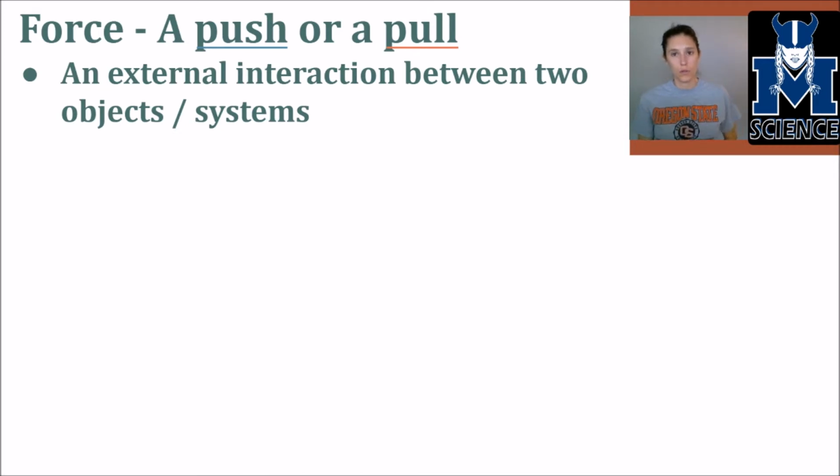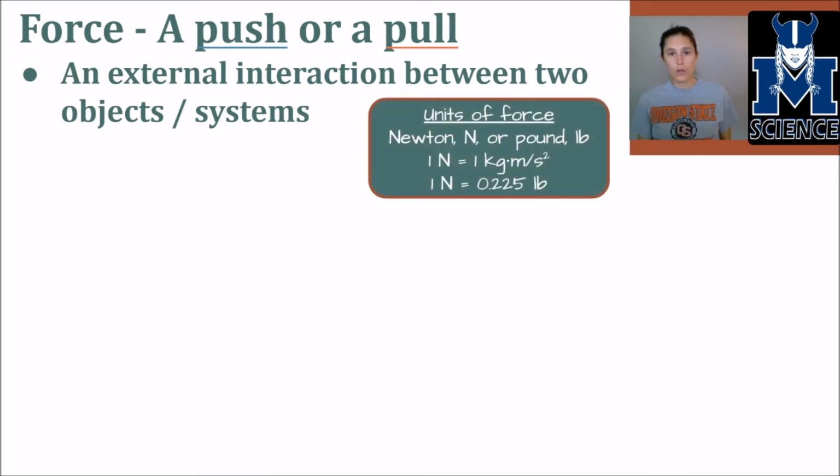produce a force. The units of force are the Newton, the SI unit, and if we express the Newton in terms of the base SI units, 1 Newton is equal to 1 kilogram meter per second squared. When we look at Newton's second law, we'll realize why the units are the way they are. Here in the US, we use the pound as our unit of force, and the Newton is pretty small. 1 Newton is equal to 0.225 pounds.